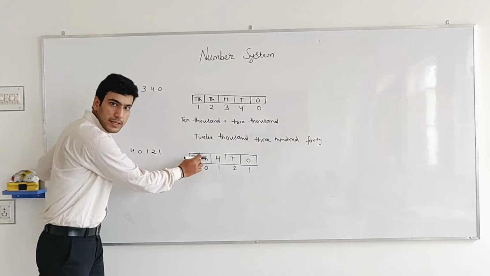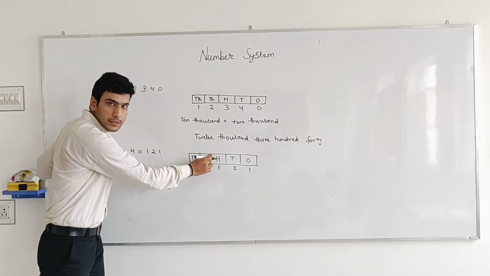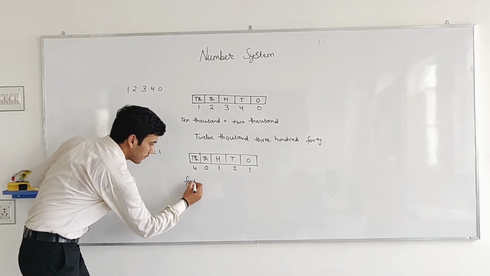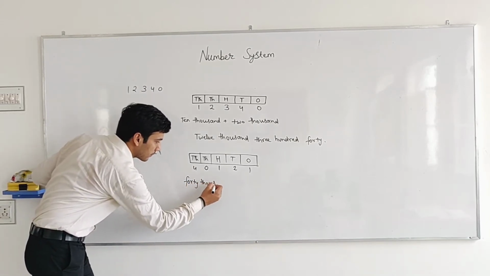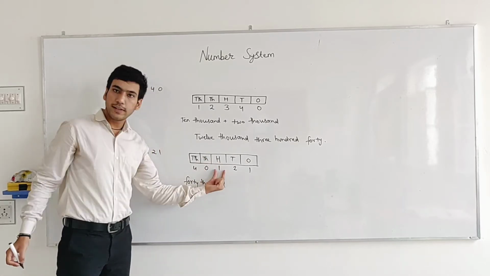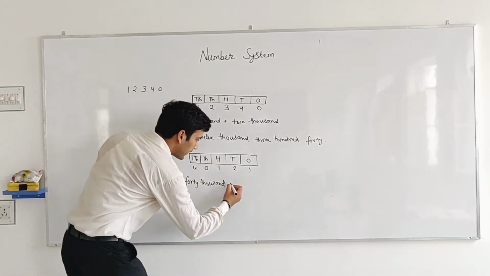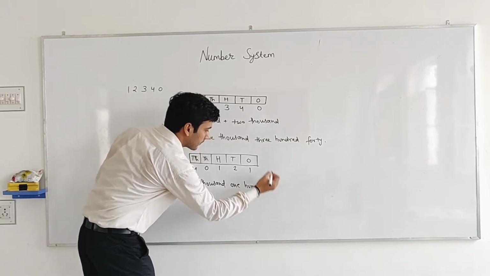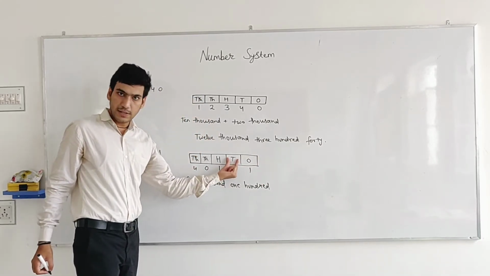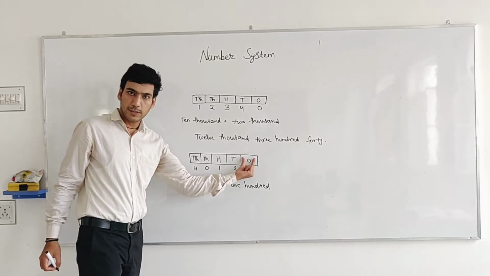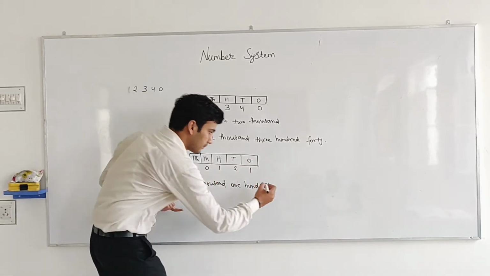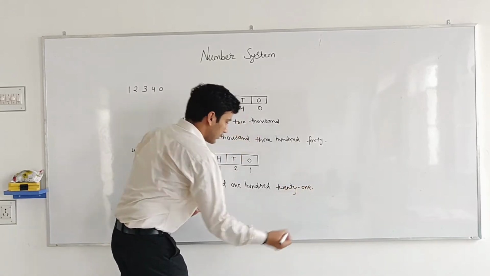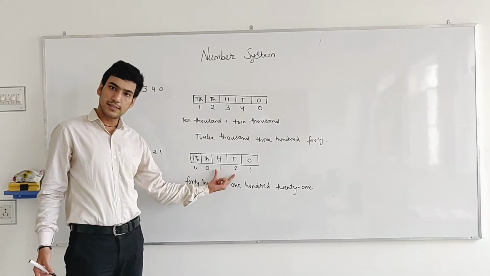4 is on 10,000 place and 0 is on 1000 place, so 40,000. One is on 100 place, so 100. 2 is on 10 place and 1 is on ones place, so 21. So this is the number name of this number.